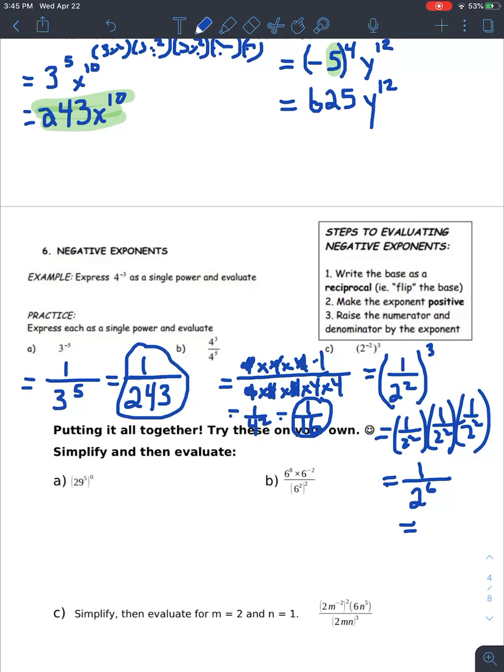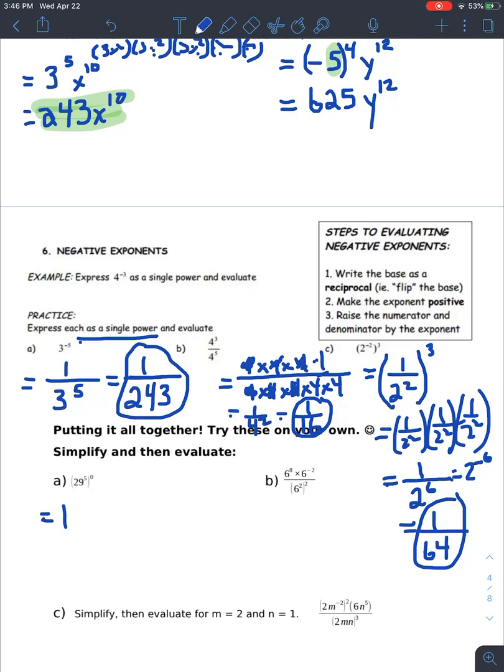And that could also be written as 2 to the power of negative 6, because they say write each as a single power. Maybe they like to have the power on top. But either way, 1 over 2 to the 6 is just fine. And that is equal to 2, 4, 8, 16, 32, 64. 1 over 64. There you go. Well, this one's easy. This just equals 1. Anything to the power of 0 is just equal to 1.